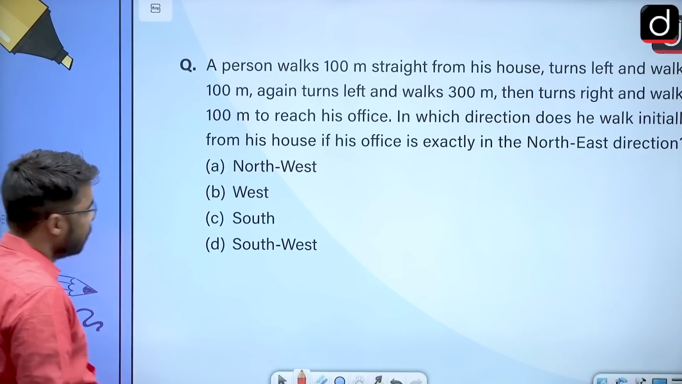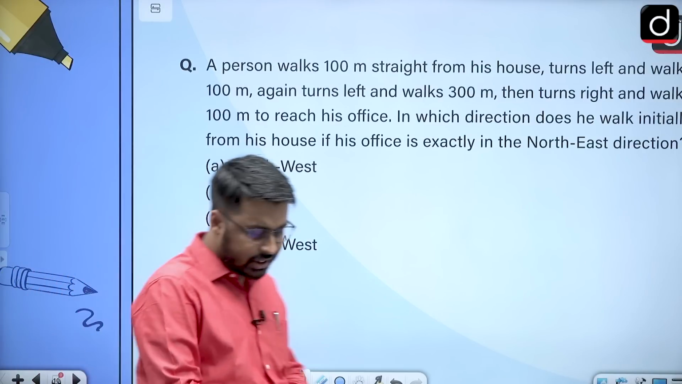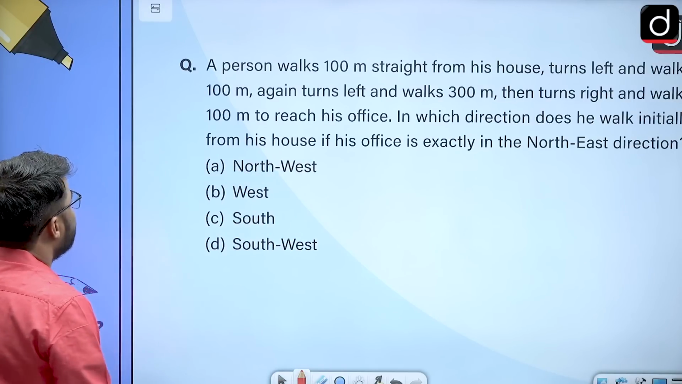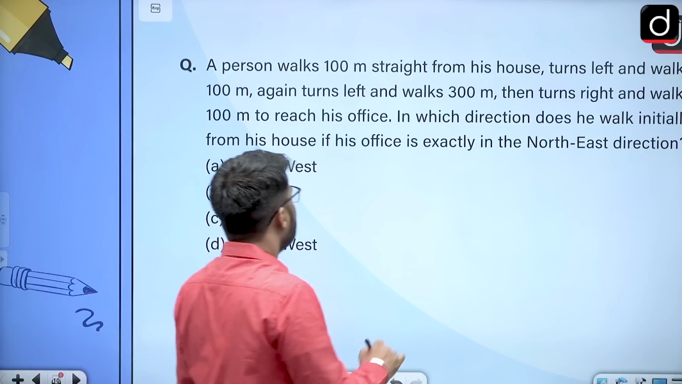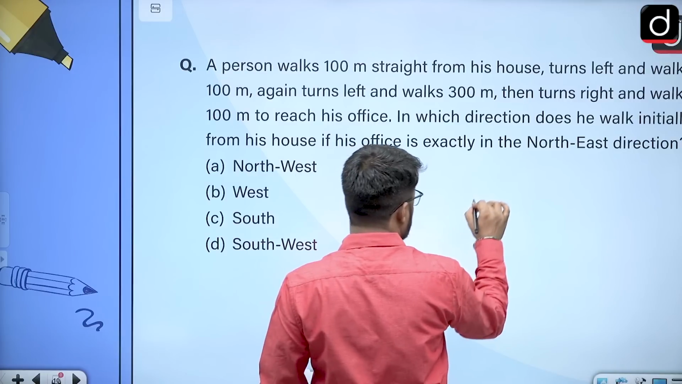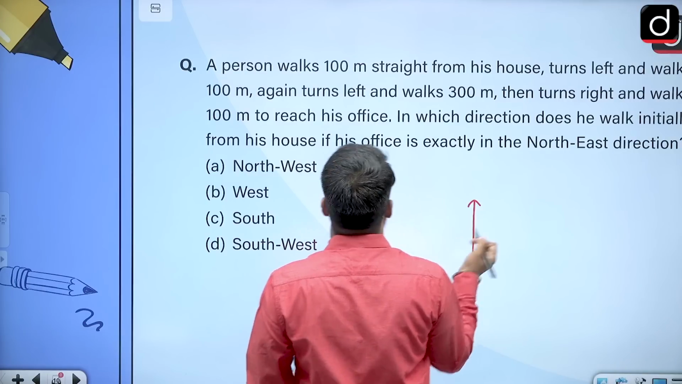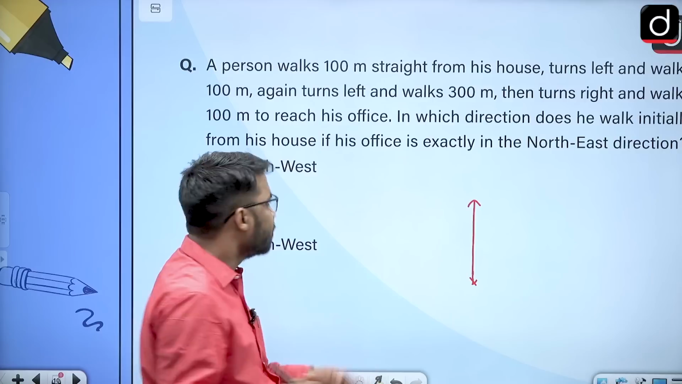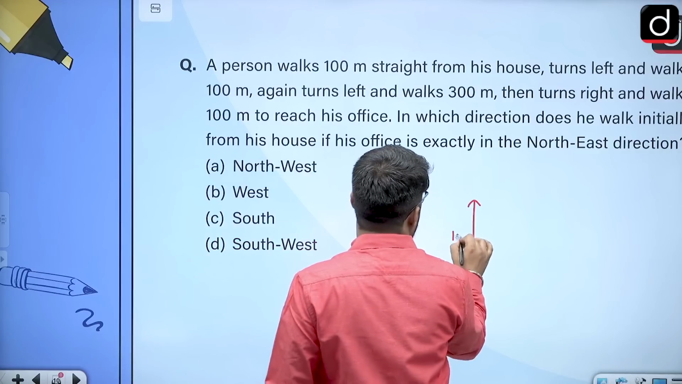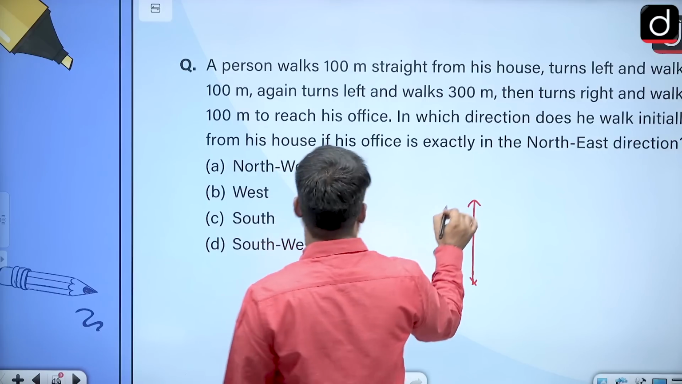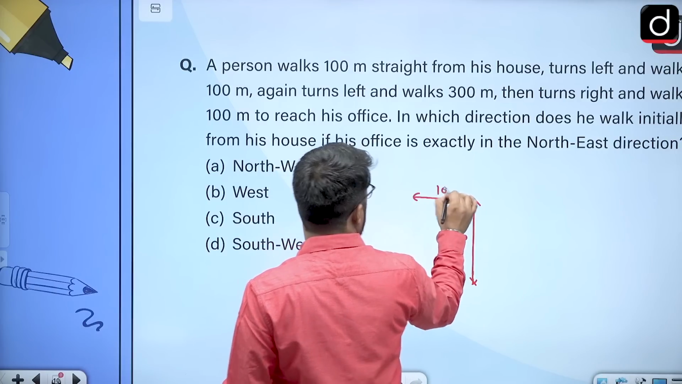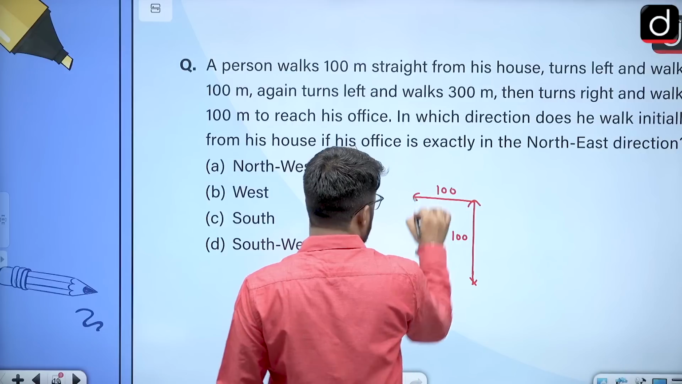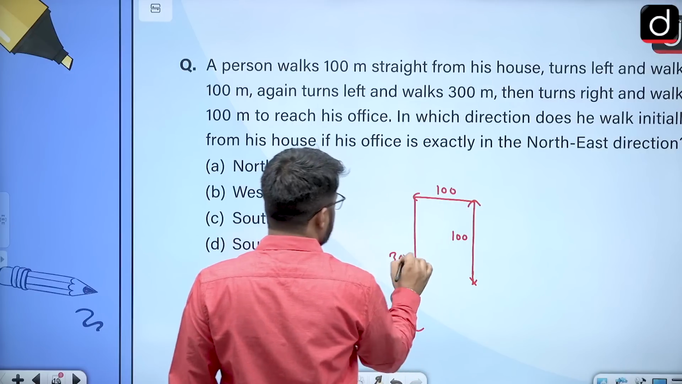Next question. A person walks 100 meters straight from his house, turns left and walks 100 meters again. Let's say the person walked 100 meters in the north direction. See, the starting direction is not given, so I can assume on my own. A person walks 100 meters in the north direction, turns left and walks 100 meters, turns left and walks 100 meters, again turns left and walks 300 meters.